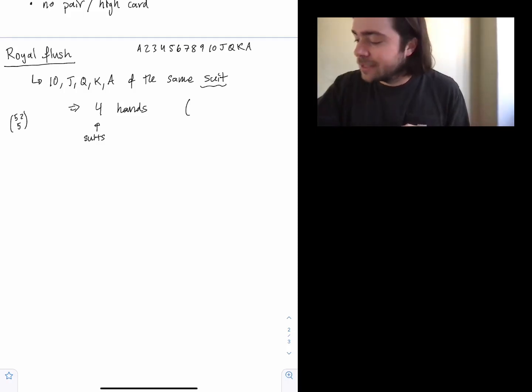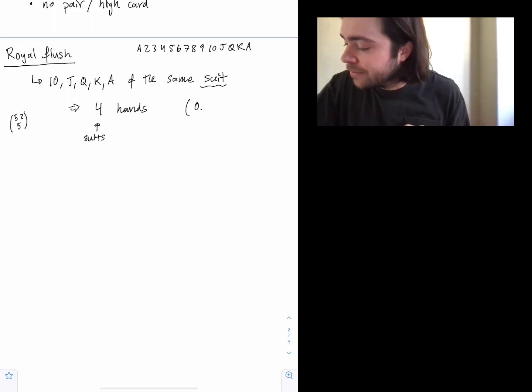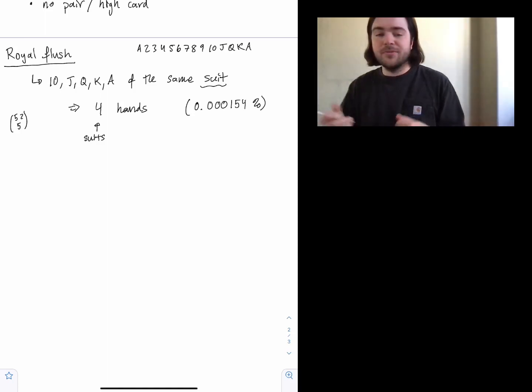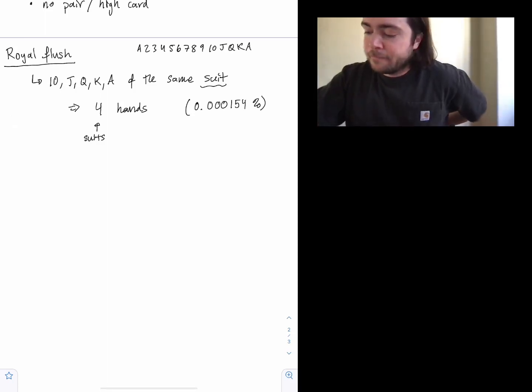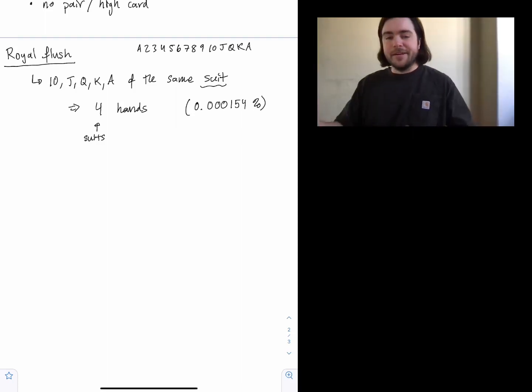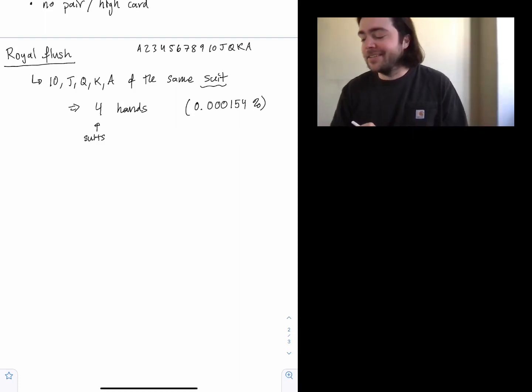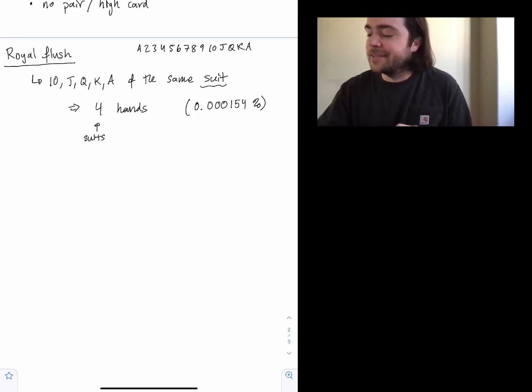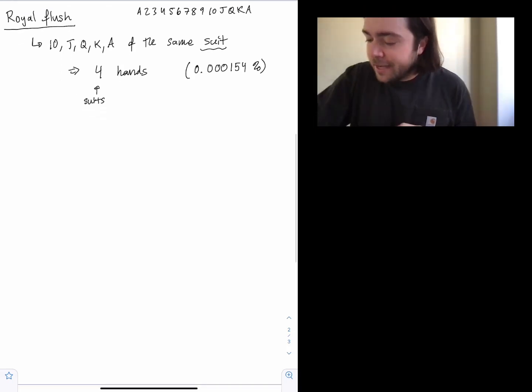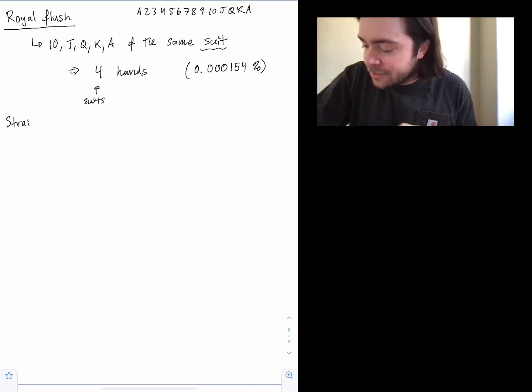So that's the percentage and probability I'm going to write, and for royal flushes, it's pretty small. We have 3 zeros and then 154%. So this is the most rare type of hand you could get. You're very unlikely to get it, obviously, because 52 choose 5 is a big number, so 4 divided by it is a really small number. So the next type of hand is a straight flush.